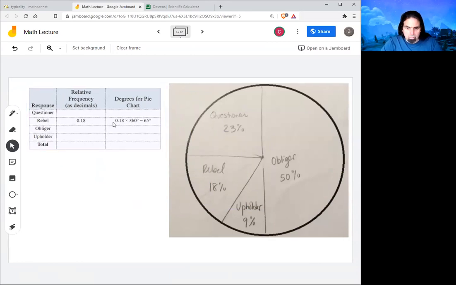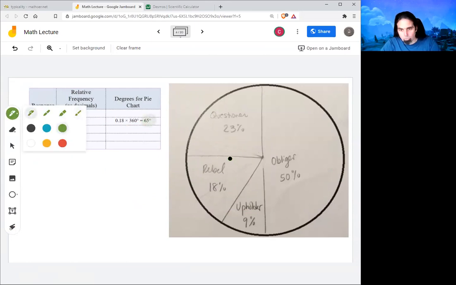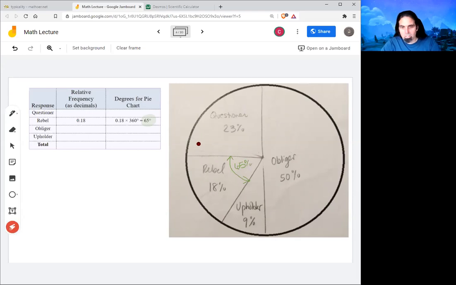So they had said 18% was the percentage we got for being a rebel. So they multiplied that by 360 and got 65 degrees. Then they took that 65 degrees and took a protractor and measured, and this was 65 degrees. So that's what they drew. And you could see there's eraser marks. Whoever did this had to fiddle a little to get everything nice.